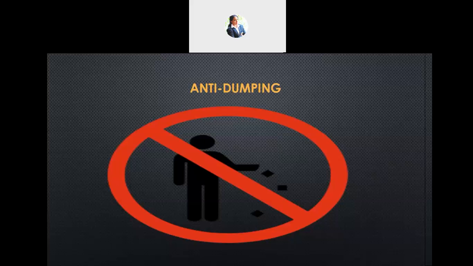Now, all the anti-dumping investigations and recommendations in India are carried out by designated authorities. In India it is the Ministry of Commerce, whereas the imposition and collection of the duties is done by the Ministry of Finance.